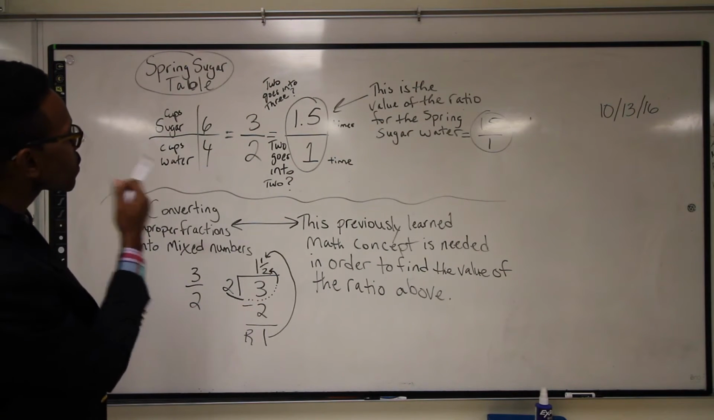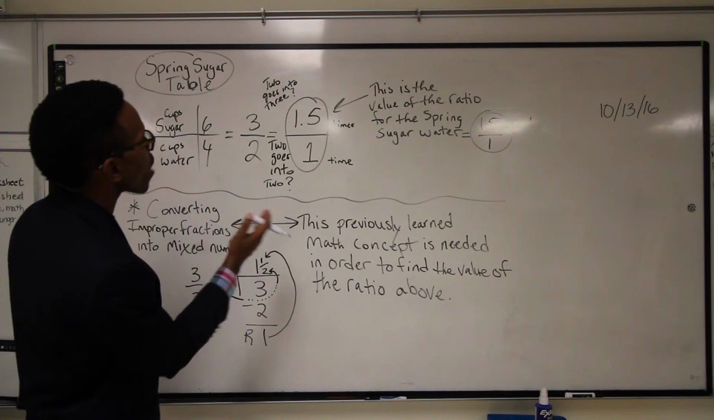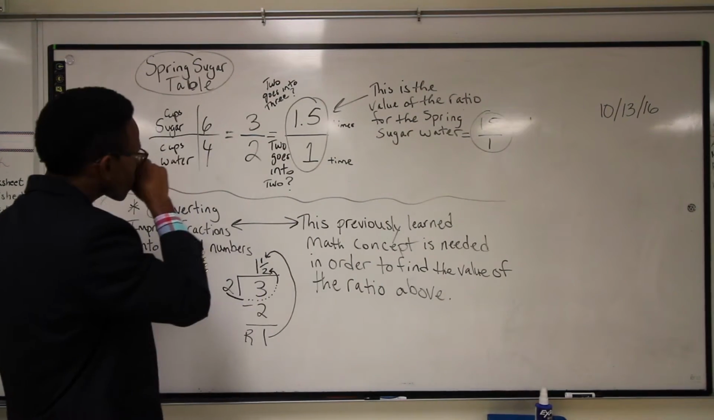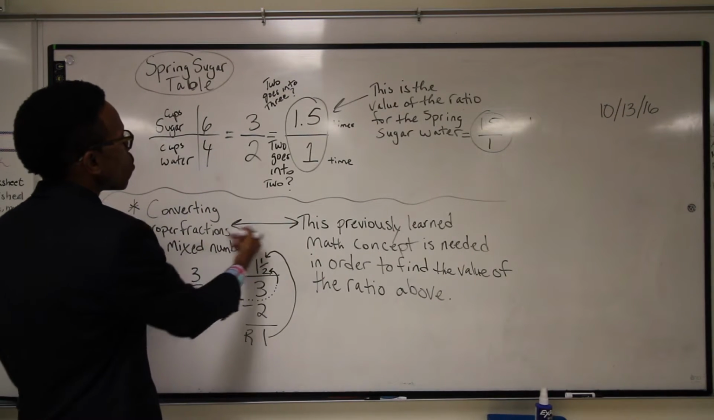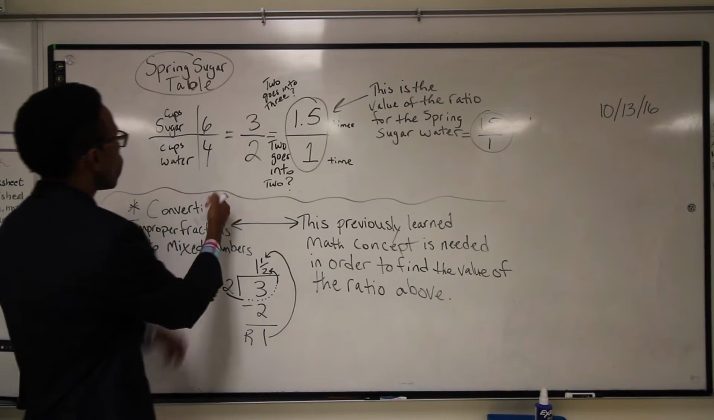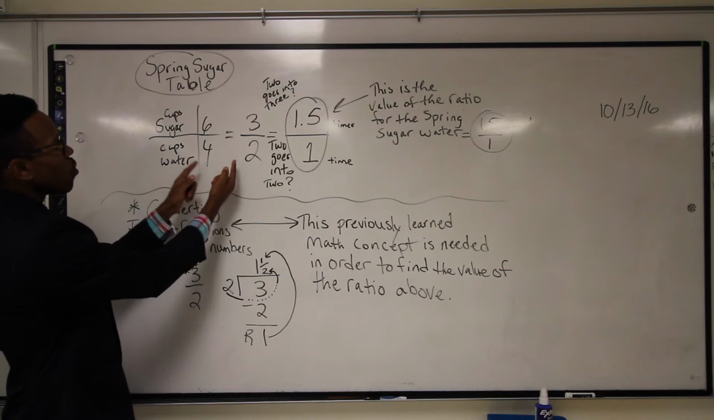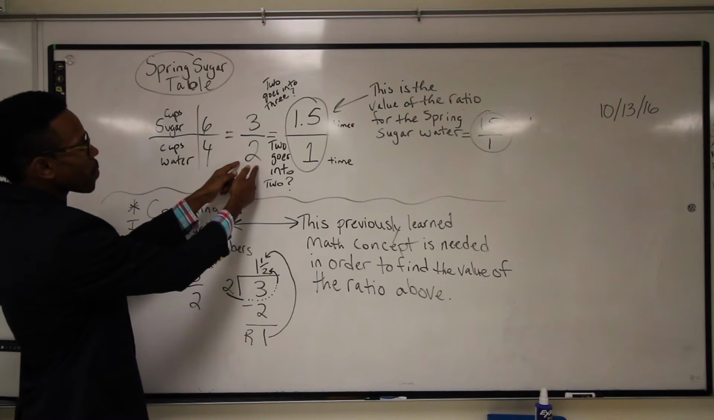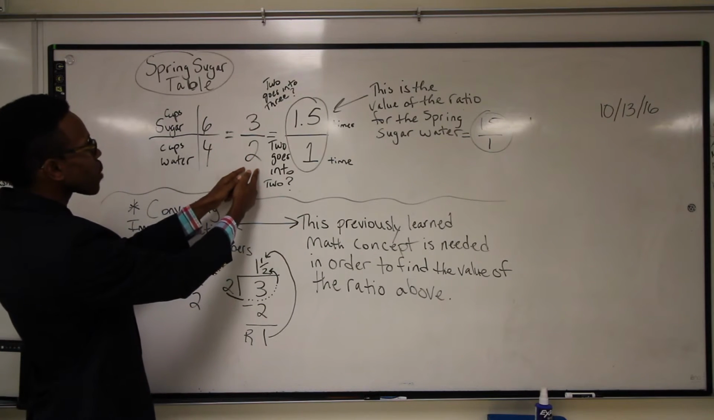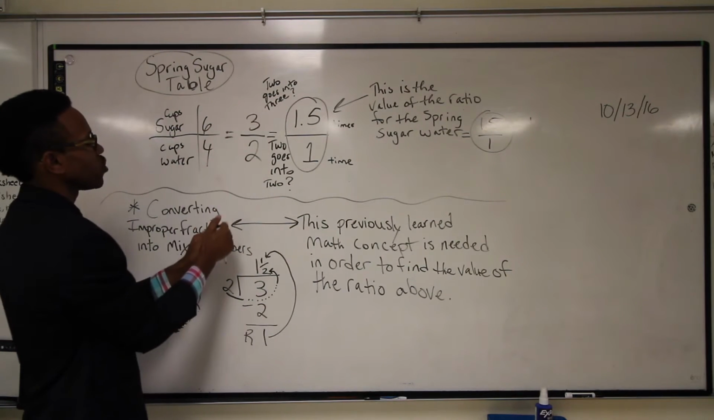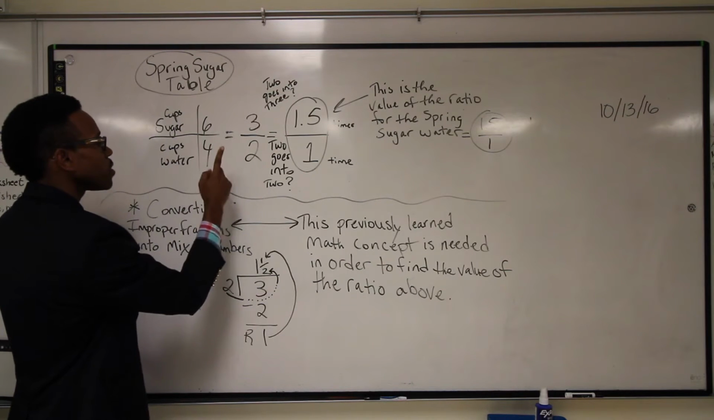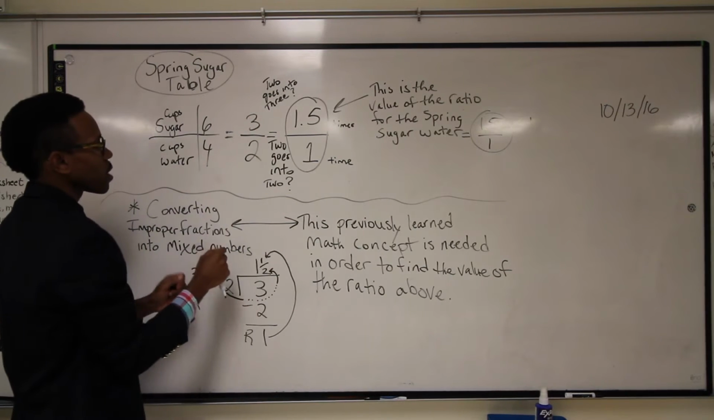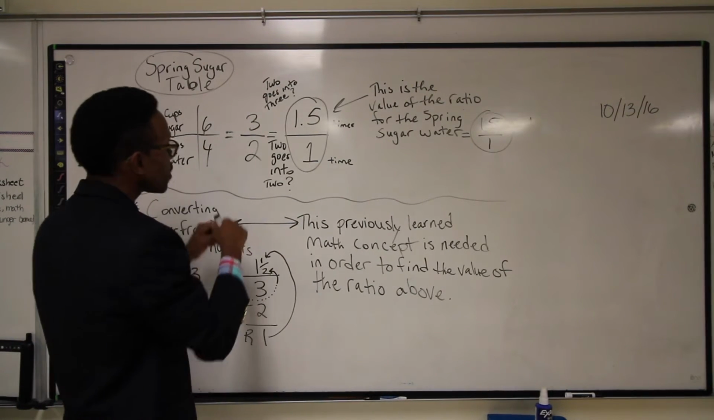Now, that still doesn't quite help us in finding the value of the ratio table for the spring sugar water. So this is what we're going to have to do. We want to get it to the point where we can tell for each cup of water, how many cups of sugar do I need? Right here, if we stop here, this just tells us for every 2 cups of water, I need 3 cups of sugar. But I want to know how much for 1 cup of water, 1 unit of water, what's the equivalent? And in order to find that, this is what I'm going to have to do.